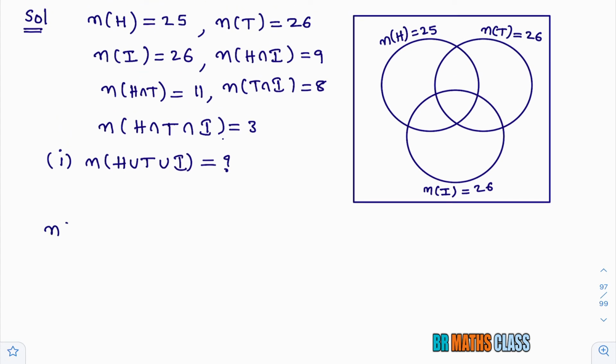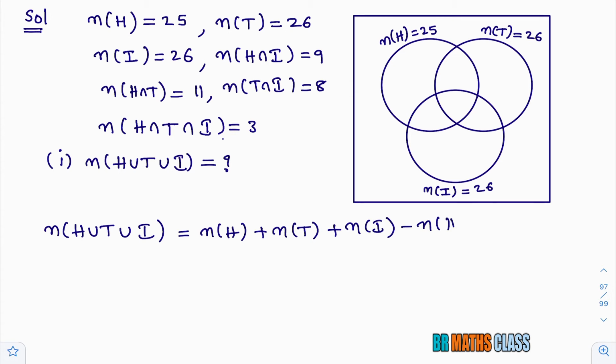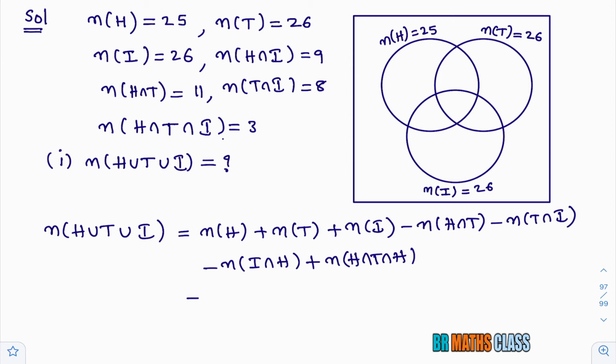What is the formula for n of H union T union I? The formula is n of H plus n of T plus n of I minus n of H intersection T minus n of T intersection I minus n of I intersection H plus n of H intersection T intersection I. This first bit is actually a very direct problem, so you just write the values.